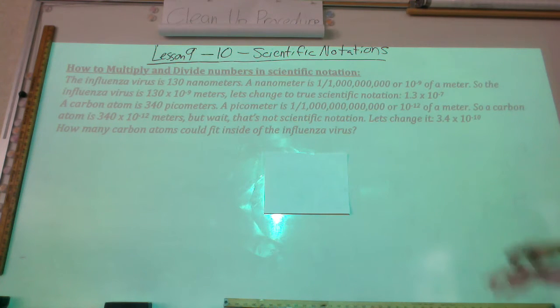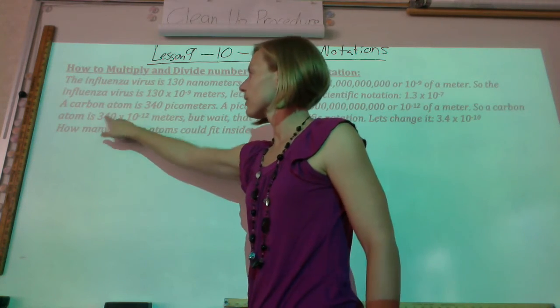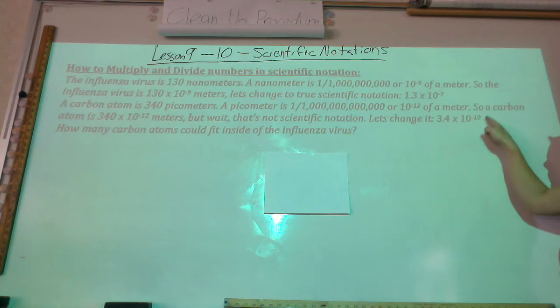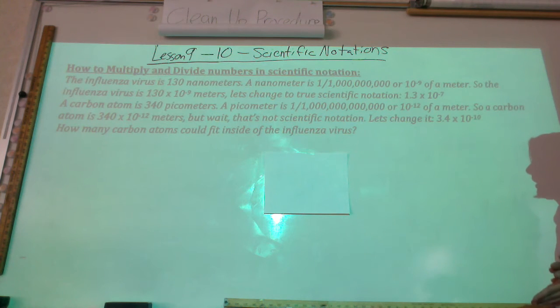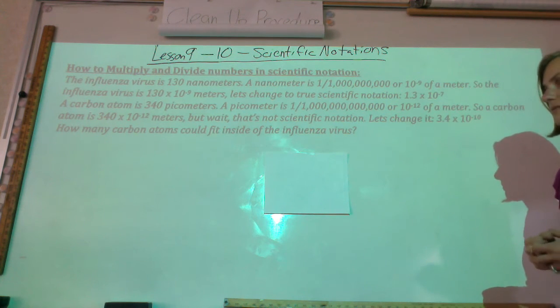Change it to scientific notation. So we need to make this number smaller by 2. So we make the exponent bigger by 2. -12 plus 2 gives us that -10. So now here's the actual problem. How many carbon atoms can fit inside the influenza virus?